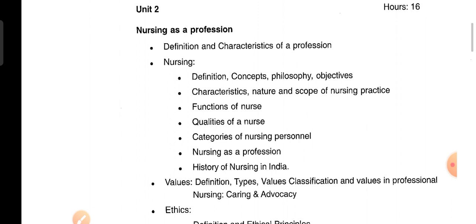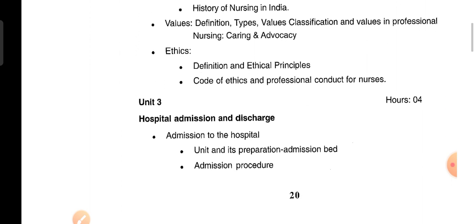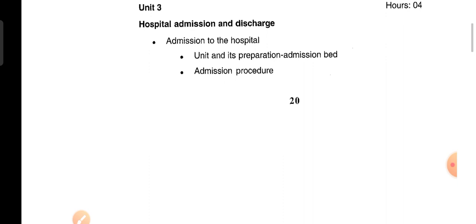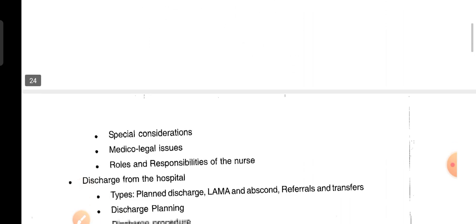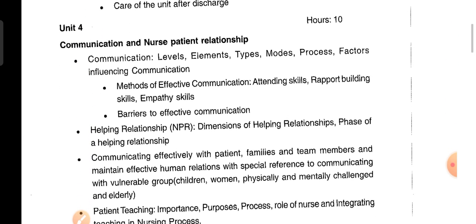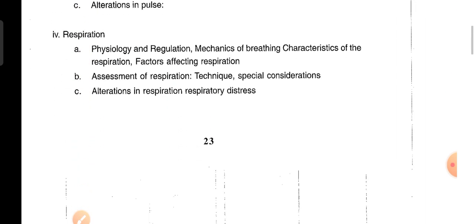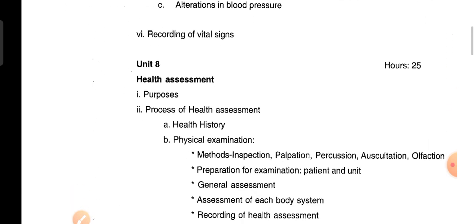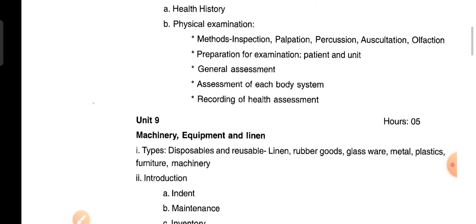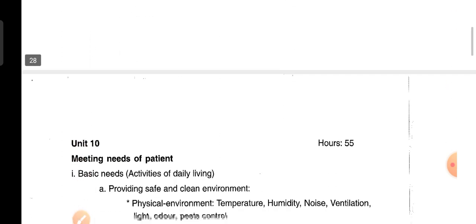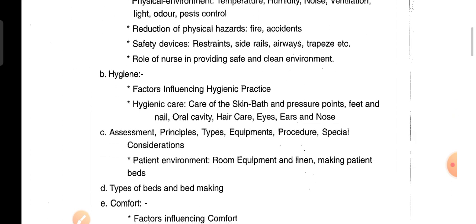First one is the introduction, second one is nursing as a profession. Third unit is hospital admission and discharge. Fourth one is communication and nurse patient relationship. Fifth one is the nursing process. Sixth unit is documentation and reporting. Seventh one is vital signs. Eighth unit is health assessment. Ninth one is machinery, equipment, linen. Tenth one is meeting needs of patient.